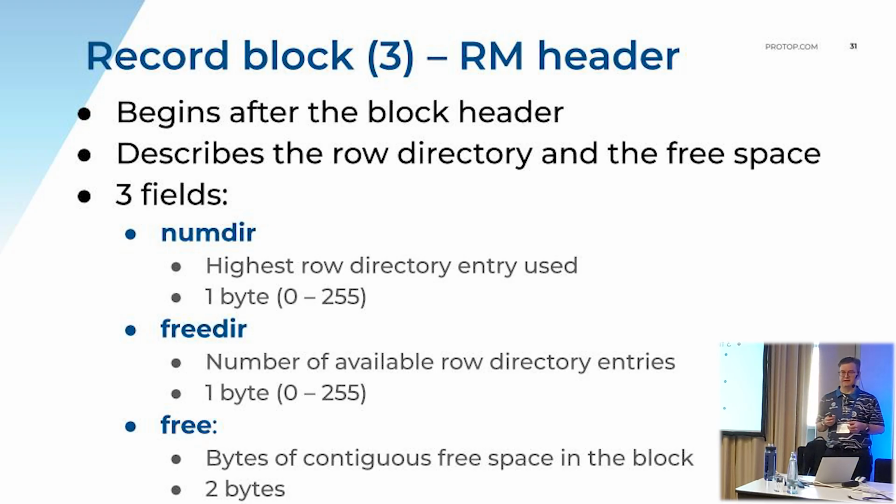Numdir describes the highest numbered used row directory entry, not the number of row directory entries that are in use, as the name might suggest. And freedir is the number of available entries.